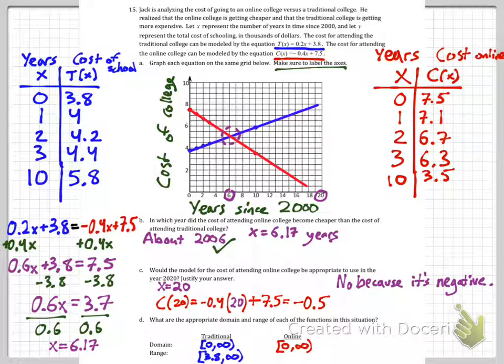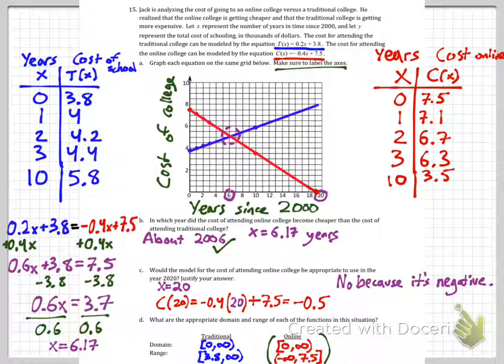Online school is a little different. We have 0 to infinity again for the domain, and for the range, the highest it goes is 7.5. So we want to say everything less than 7.5. The way you say that with interval notation is negative infinity, comma, 7.5 with a closed bracket. Now that would work fine if this was just an equation, but we're in a situation, and we just said that we can't really have negative values for the cost of college. So I'm going to put that in parentheses there, and I'm going to give an even better answer.